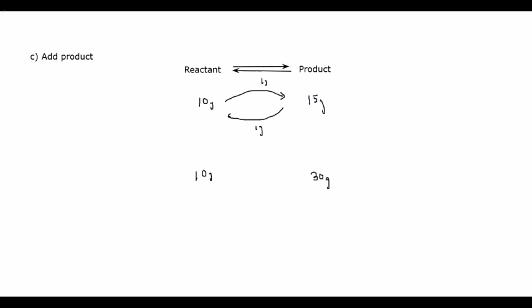If I increase the amount of product, where will the equilibrium shift? It will shift towards left, or backward. Why? Because 10 grams of reactant is there, so this 10 grams will produce the same 1 gram. But it was originally 15, now we made it double. So out of 15, 1 gram is forming a reactant, but out of 30, 2 grams will form back the reactant. So adding a product will shift the equilibrium towards left, or backward.